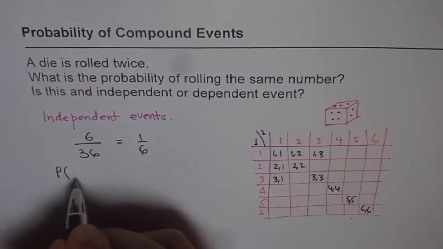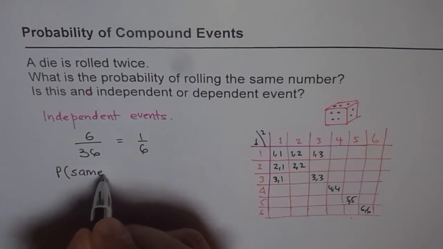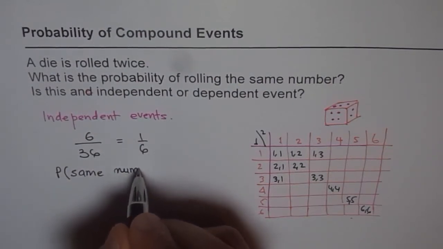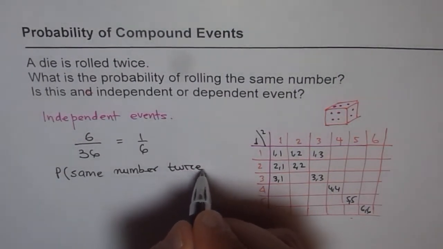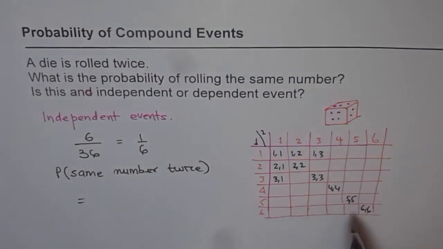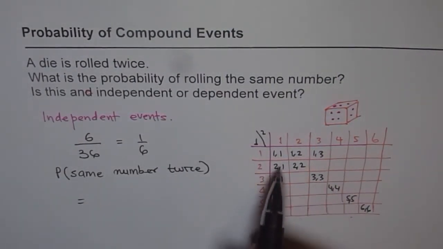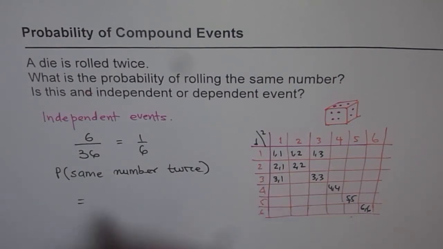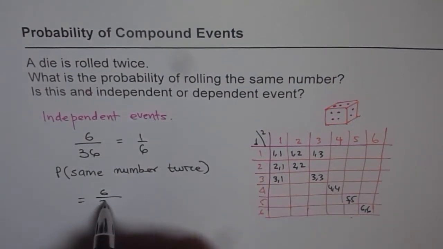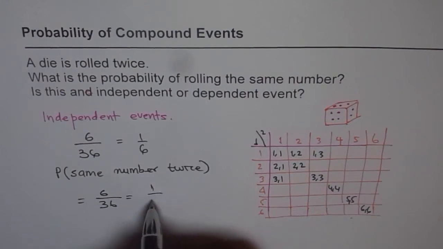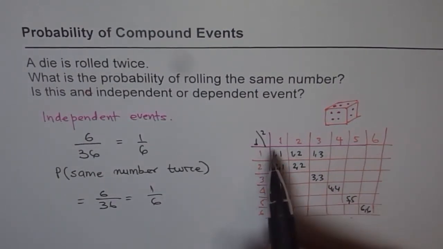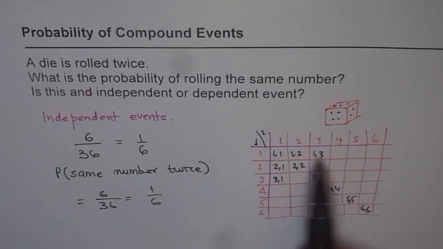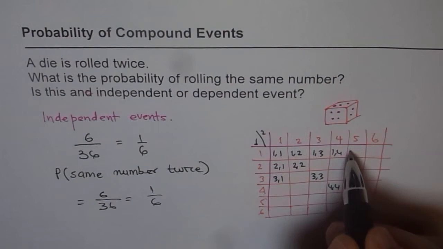We can write probability of same number twice is, so in this combination when we make, there are 6 favorable ones, 6 over 36, which could be reduced and written as 1 over 6. So that is the answer. And the way is kind of make a matrix. So you have all the outcomes here. So these are all the outcomes. You can just fill it up, right?